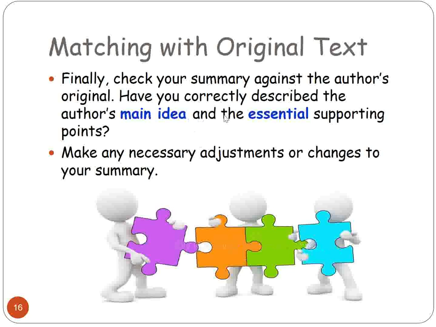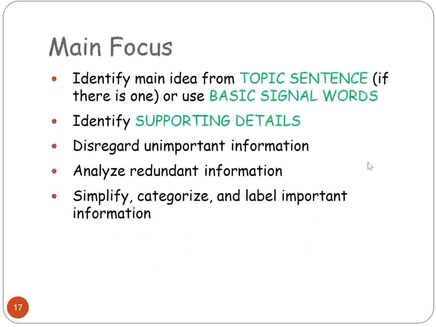So when you will compare your summary with the original text, then you will get the answer of your question कि क्या ये ठीक है या गलत है. Am I right? So the main focus of summary is what? Identify main idea from topic sentence, and for that you have to use basic signal words. Then you have to identify supporting details. ठीक है, टॉपिक सेंटेंस कैसे निकलेगा, टॉपिक वर्ड से, सपोर्टिंग डिटेल्स, बस.